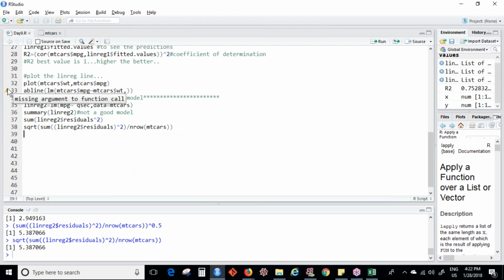Whenever there is an error in any line, R will show you the error. See, it is trying to show me here that I have a missing argument to function call, because I have given a comma here and I have not given anything after that. So in this line I have an error, and R is trying to tell me. So you can identify the error like that also. Now that error is gone. Even without running it, you can know if there is a syntax error.